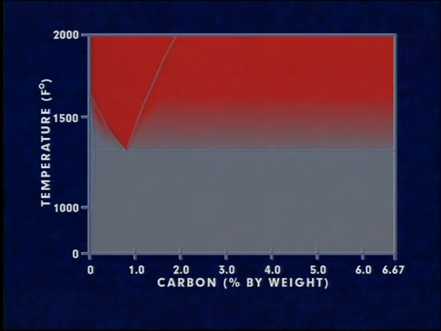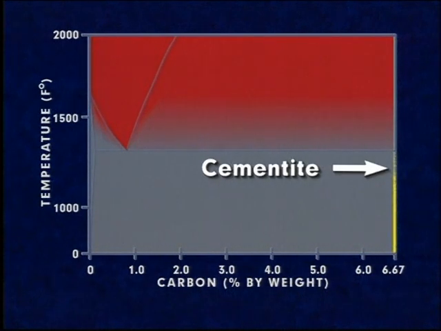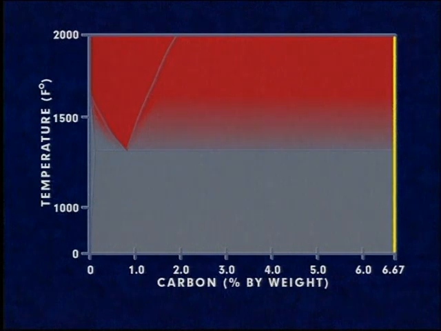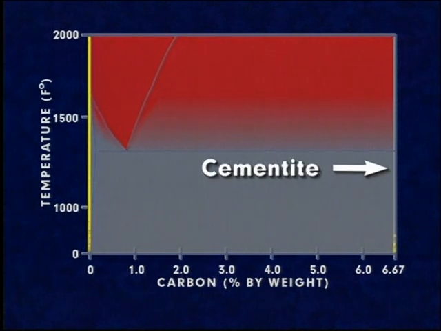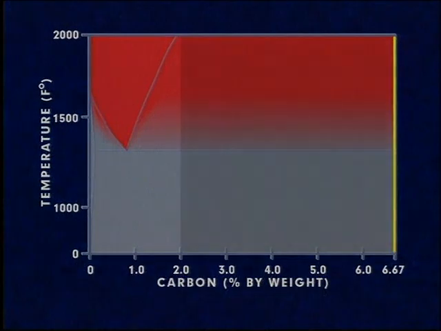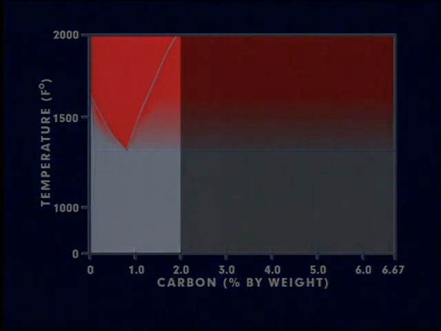The right-hand side of this iron-carbon phase diagram represents cementite, also known as iron carbide. Cementite contains 6.67% carbon. Though this phase diagram ranges from ferrite, with very low carbon content, to cementite, with 6.67% carbon, most steels contain less than 2.0% carbon.